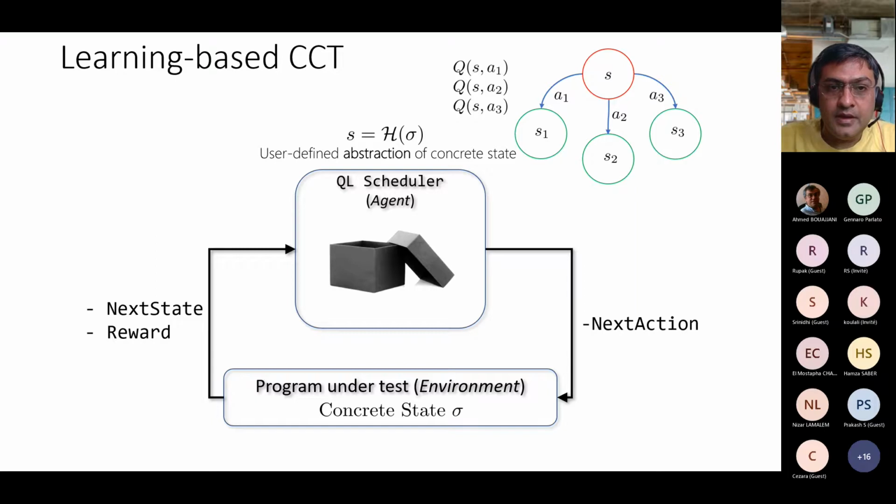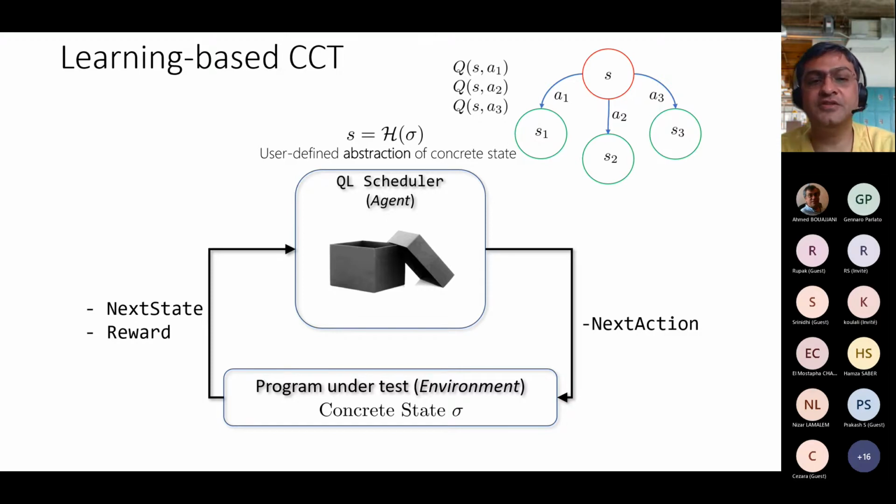Now, we're not in a position where we can observe the entire state of the program, but that's okay. We only have to observe some part of it, and in fact, we can phrase it as an abstraction. What the scheduler gets to see is just an abstraction of the actual state of the program, and now you can play around with these abstractions.